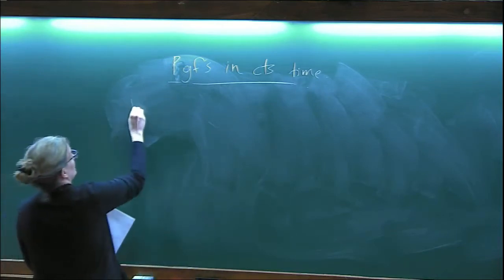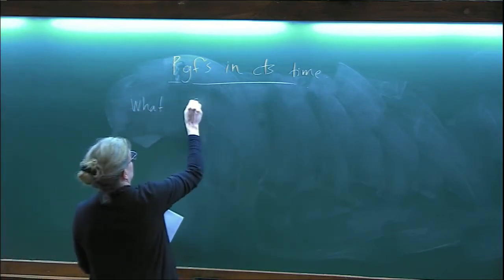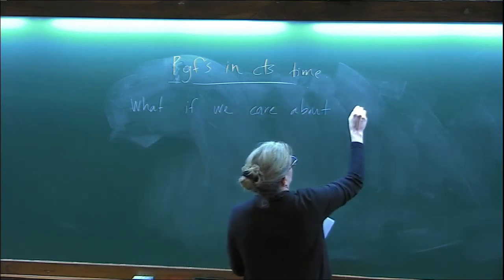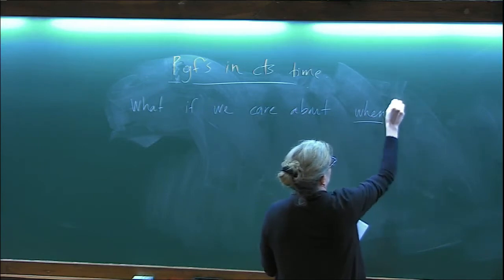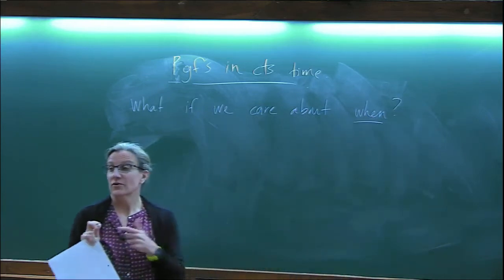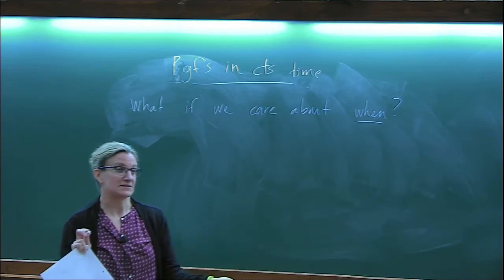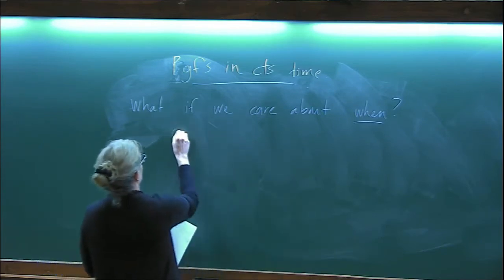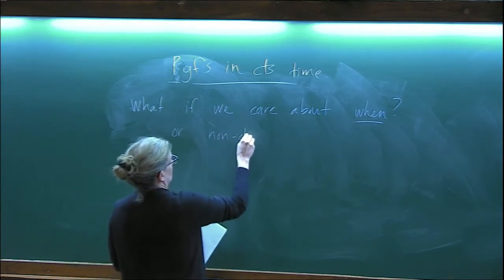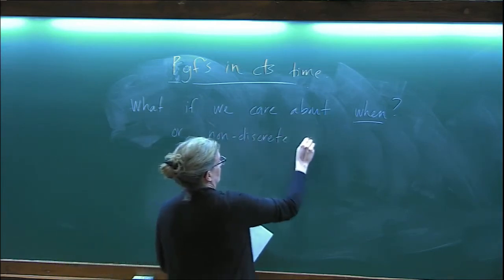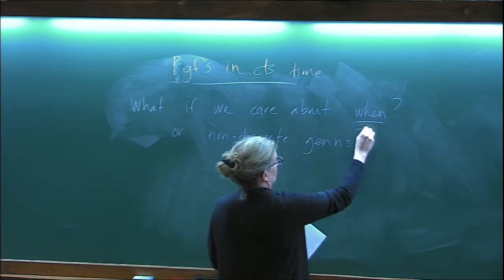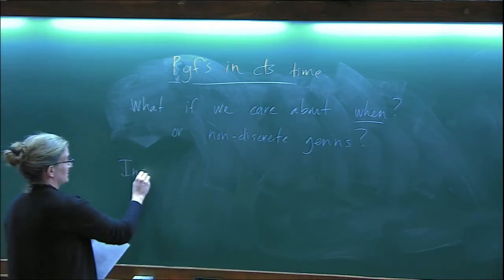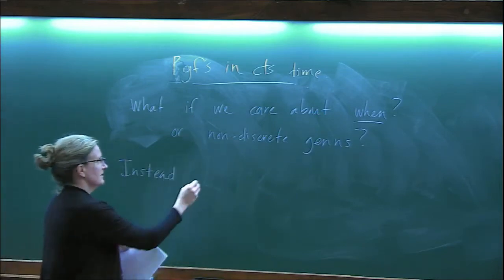So what if we care about timing? Or also, what if our organism doesn't have discrete generations, isn't modeled well by discrete generations? We want continuous time. So then it's pretty simple. Again, once you've seen it, you're like, oh, that makes sense.